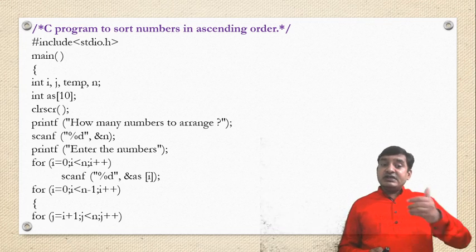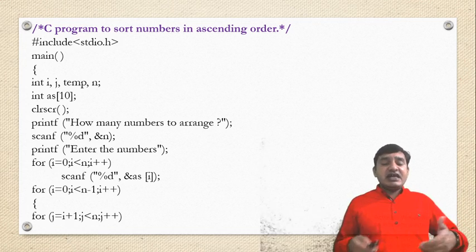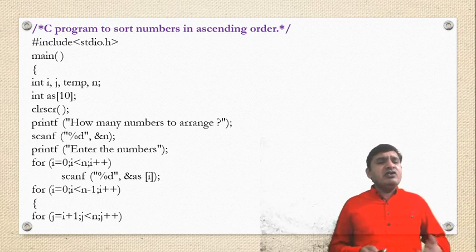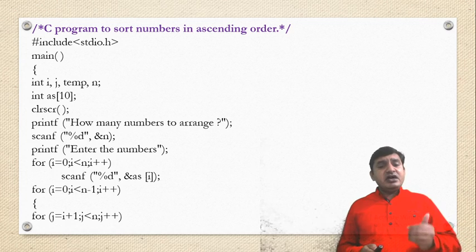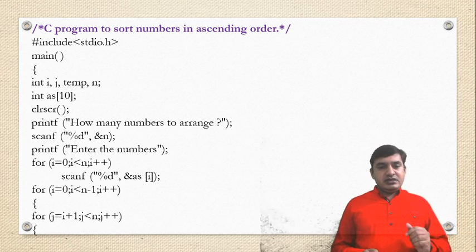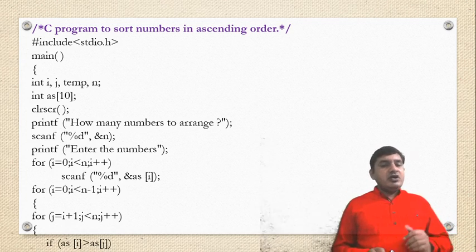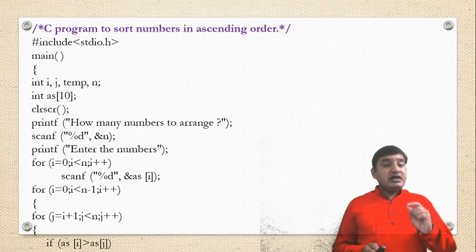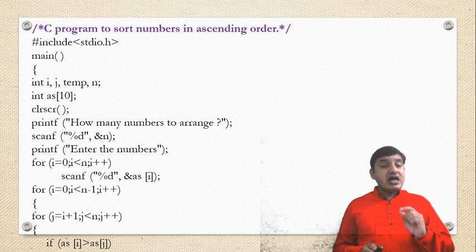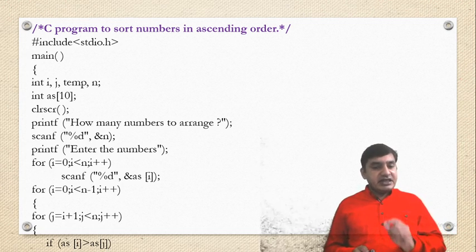The initial value of j is 1, and now j is incremented up to n. Now we have to check the condition: if ascending[i] is greater than ascending[j].